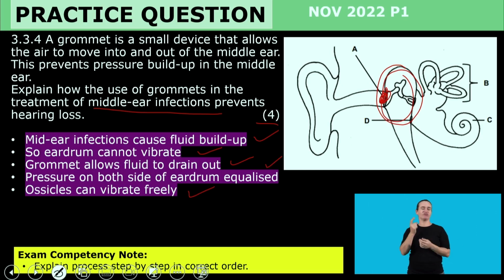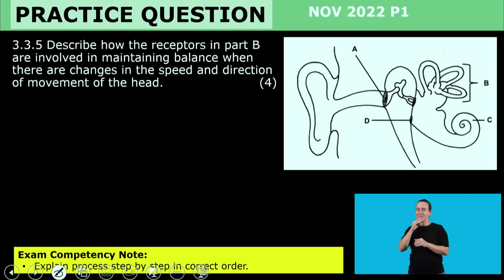vibrate freely. If the vibrations are not happening freely here on the tympanic membrane, it will affect the middle ear, the ossicles. And if the ossicles cannot vibrate, the oval window cannot vibrate, meaning that the pressure wave is not going to form on the inner ear, and therefore hearing is already compromised. 335.